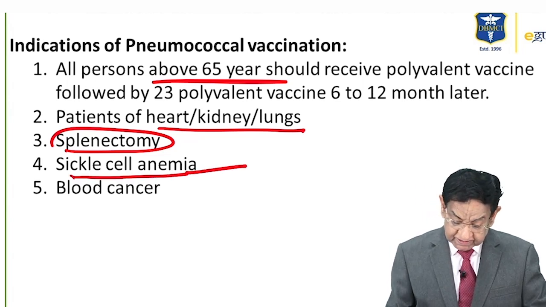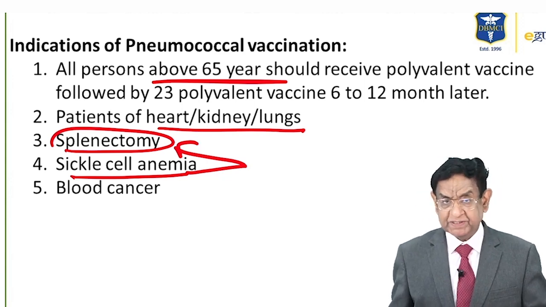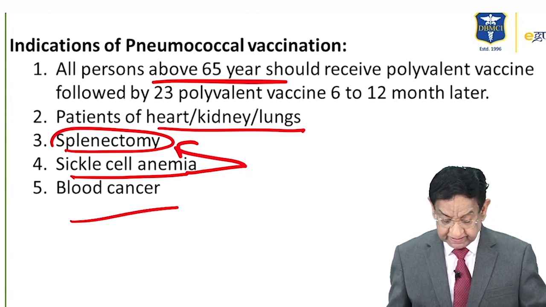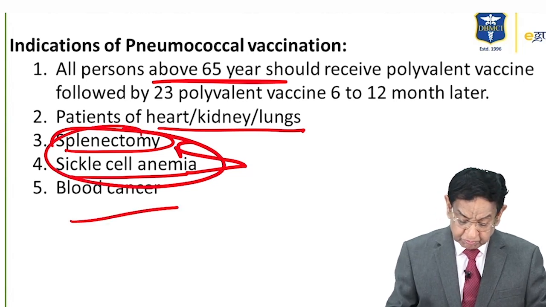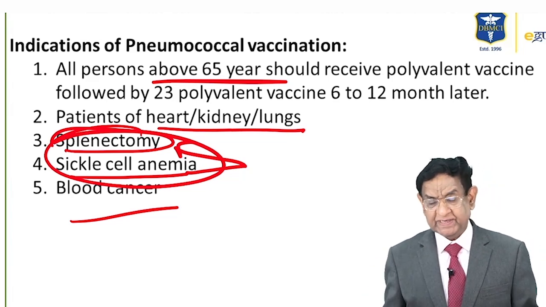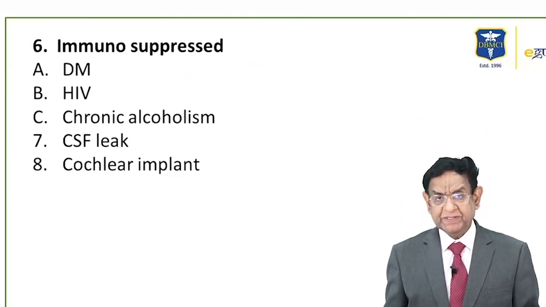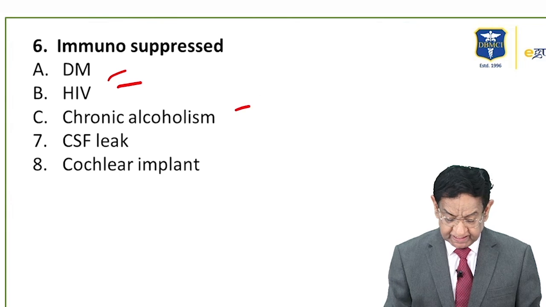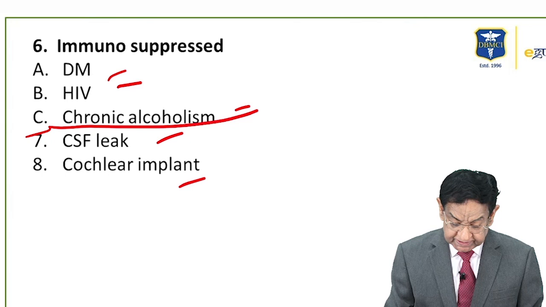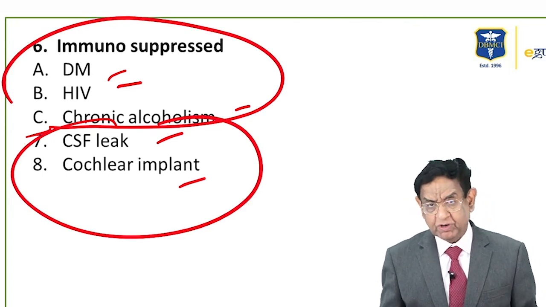Sickle cell anemia, because it leads to splenectomy, so all sickle cell patients should get the pneumococcal vaccine. Blood cancer patients should get it. Out of all these, splenectomy and sickle cell are the two most important, where vaccination is compulsory. Of course, others are important too. Immunosuppressed patients should be given it, like diabetes, HIV, alcoholism, CSF leak, and cochlear implant. These are immunosuppressed, and they are the other patients who should be given pneumococcal vaccination.